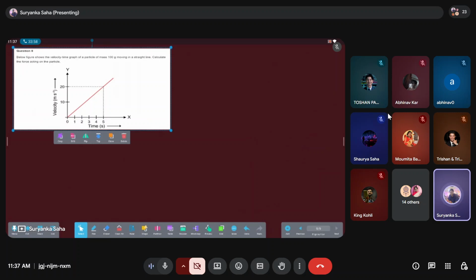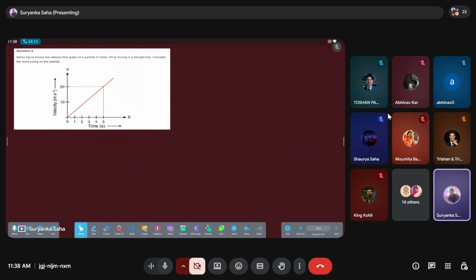The figure shows the velocity-time graph of a particle of mass 100 gram moving in a straight line. Calculate the force acting on the particle.